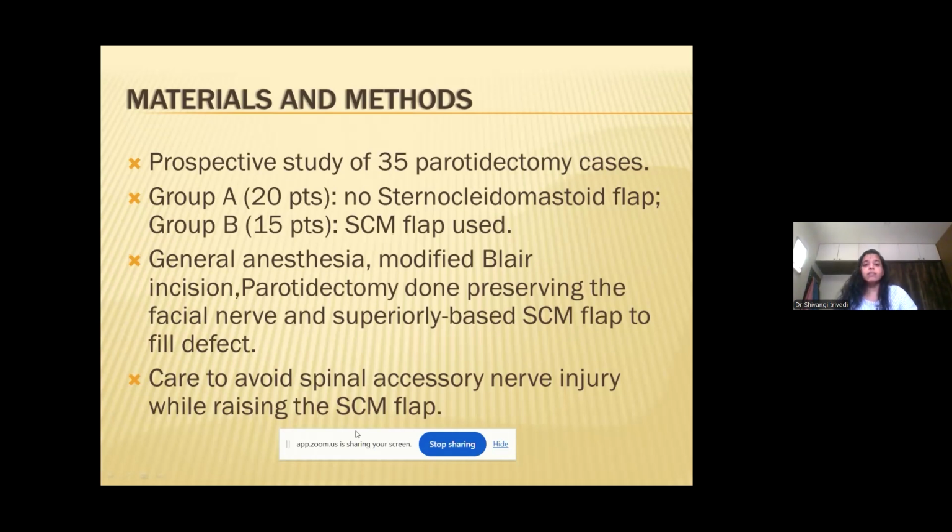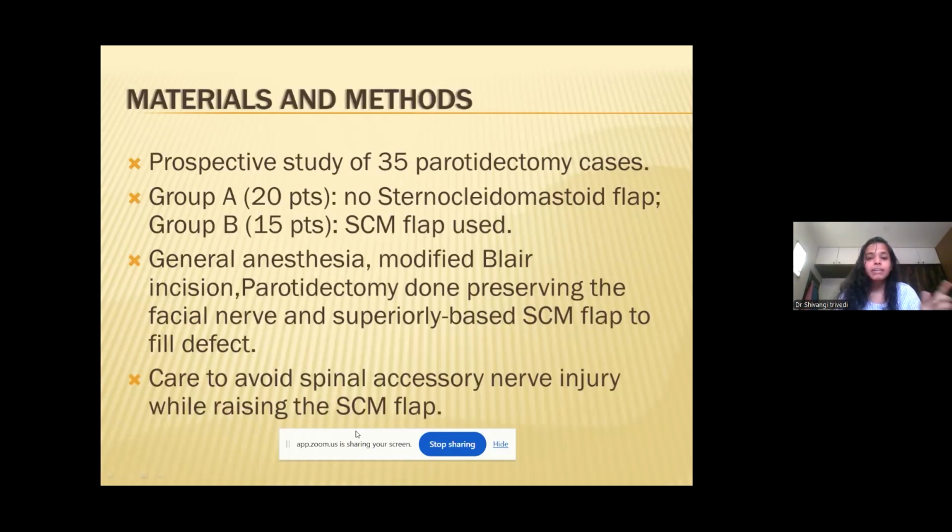In both cases, with the modified Blair incision only, we elevate the flaps inferiorly up to the clavicle, and from there we can dissect and retract the SCM muscle. After retracting, we can see all the blood supply, meaning the arteries and the branches of the SCM muscle. And after carefully dissecting out the spinal accessory nerve, we decide how much we have to take for the flap.